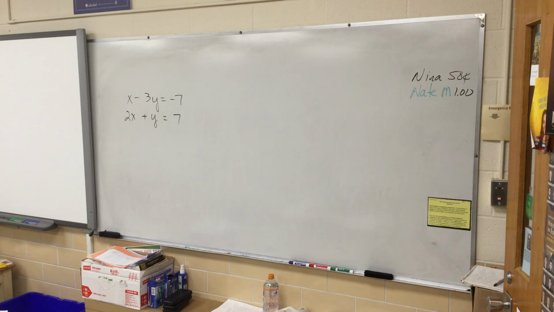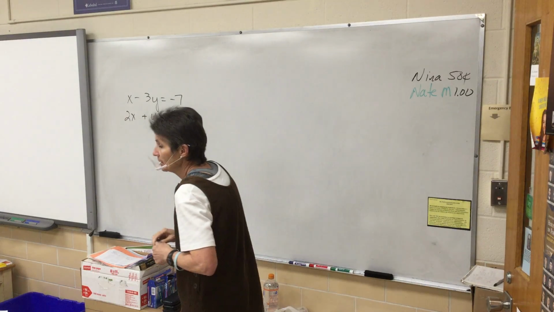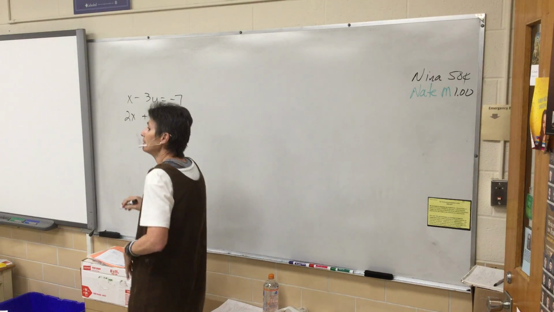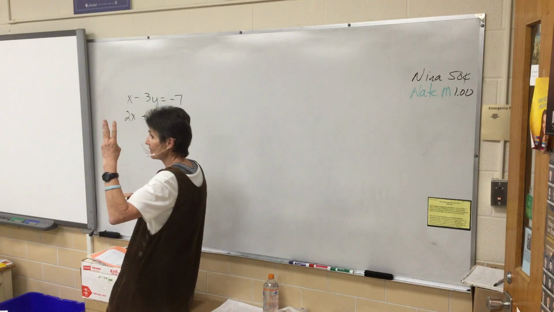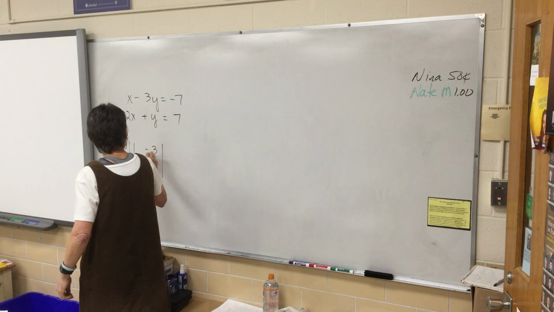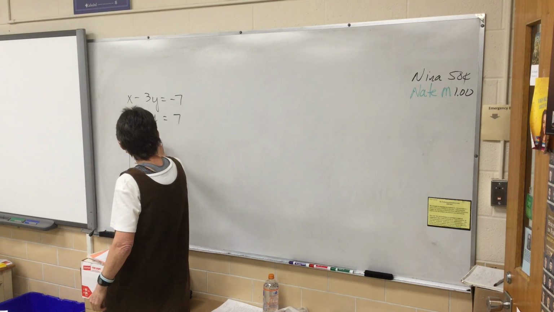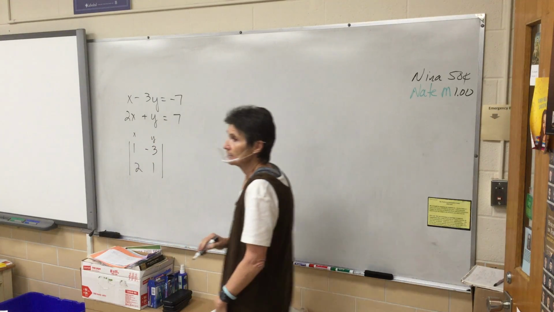All right, so who remembers how we do Cramer's rule? Find the determinant of the coefficients. We're actually going to find 3 determinants, but the first one we're going to find is just the coefficients. So these are my x's, these are my y's.